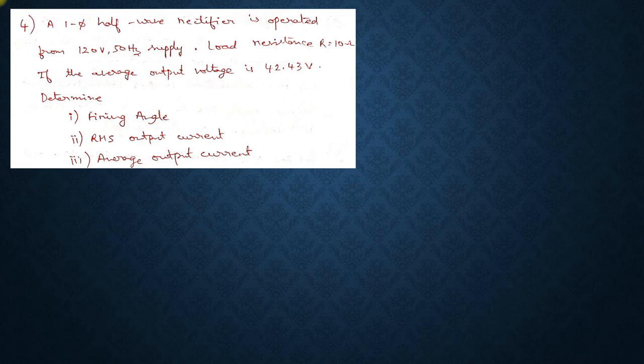So write the formula for average output voltage, substitute whatever is given, and finally you will be left with only alpha. Find out alpha, then you can go ahead with the RMS output voltage and then RMS output current. You have already been given average output voltage, so with that you can easily find average output current. Very simple problem.